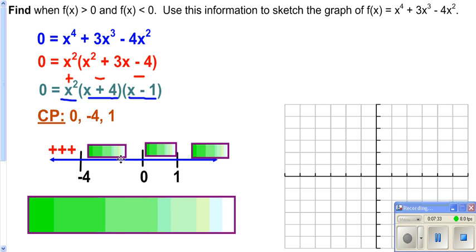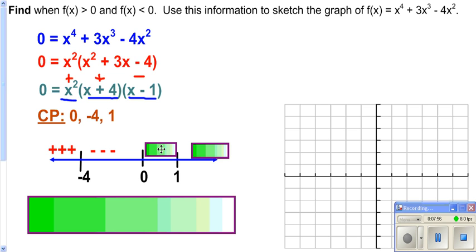Now, let's try something in between. We're going to try, say, -2. -2 squared is positive. -2 plus 4 is positive. -2 minus 1 is negative. Multiply across and we get a negative. So in between here we're negative, and we'll indicate that with subtraction signs or negative signs.